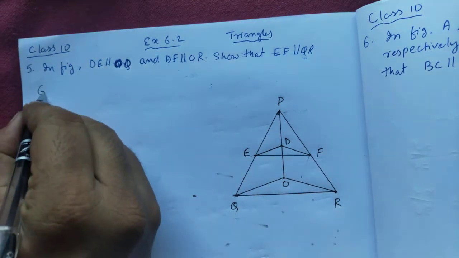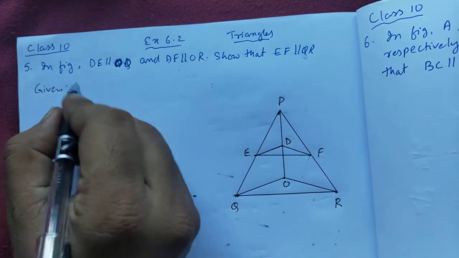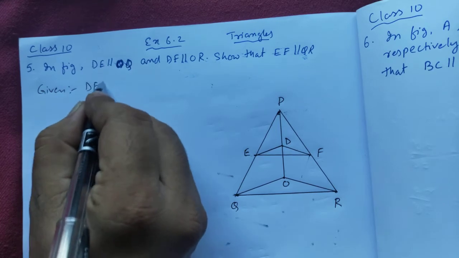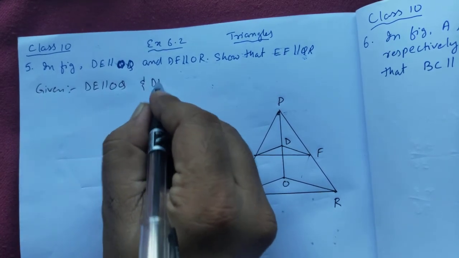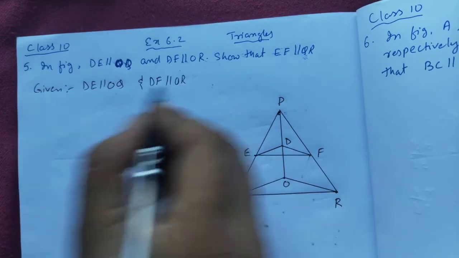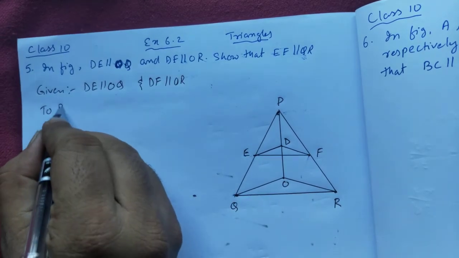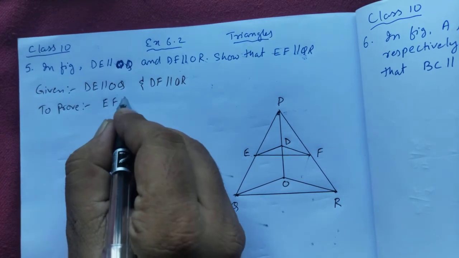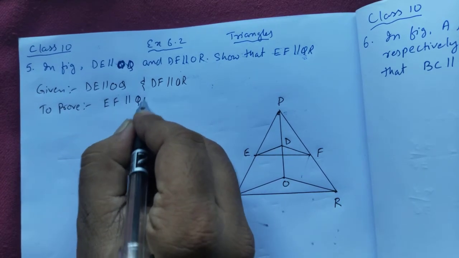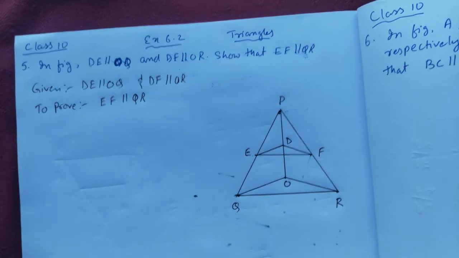So whatever is given, you can write DE parallel to OQ and DF parallel to OR. What you're going to prove, you write EF parallel to QR. Proof.